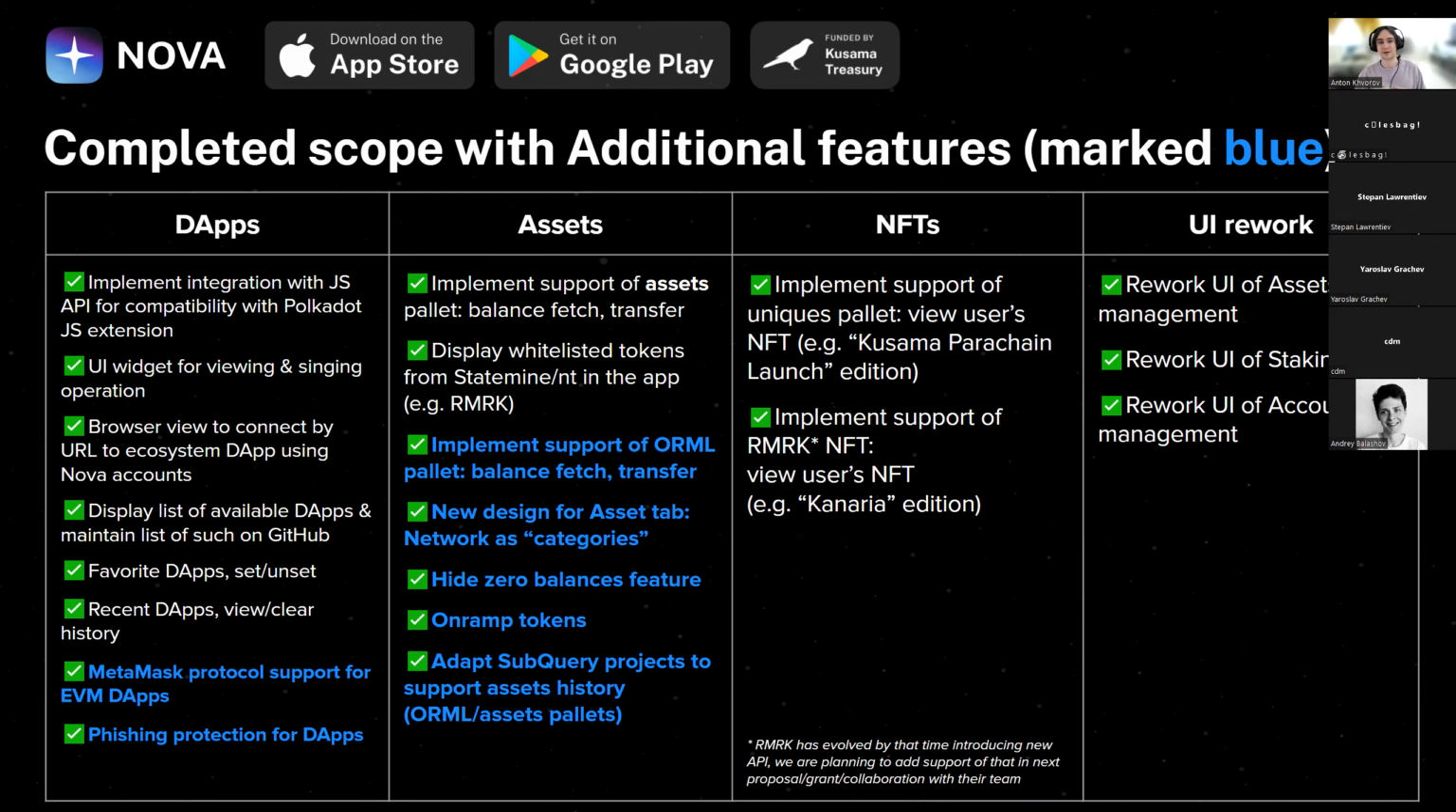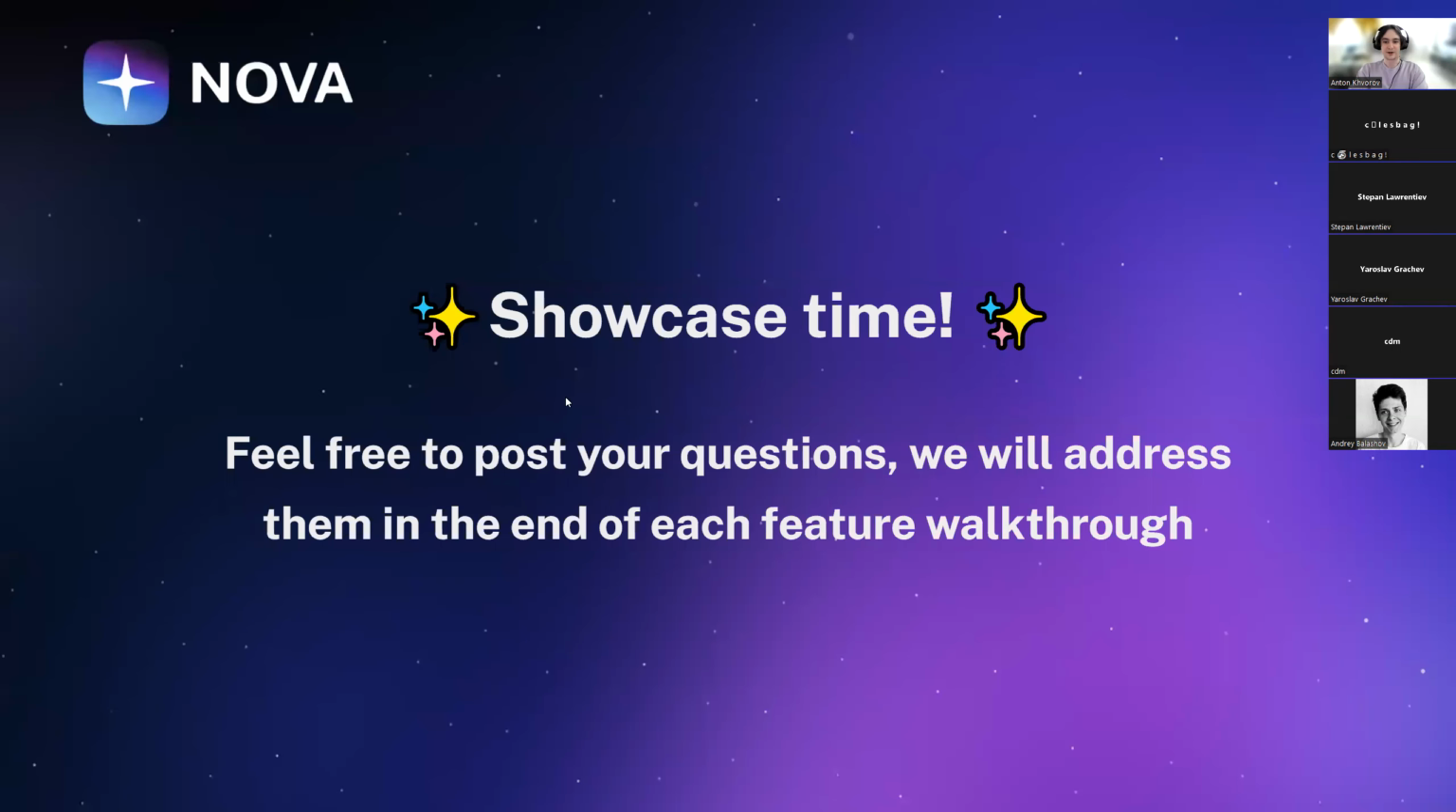Once again, I remind you that you can already download the application on the App Store and Google Play and see those features by yourself. But now what we're going to do is go one by one through each section and review every feature. I will try to be fast, so feel free to ask any question. And at the end of each feature review, we will allocate some time for questions asked by either community or council members. All right, so yeah, showcase time.